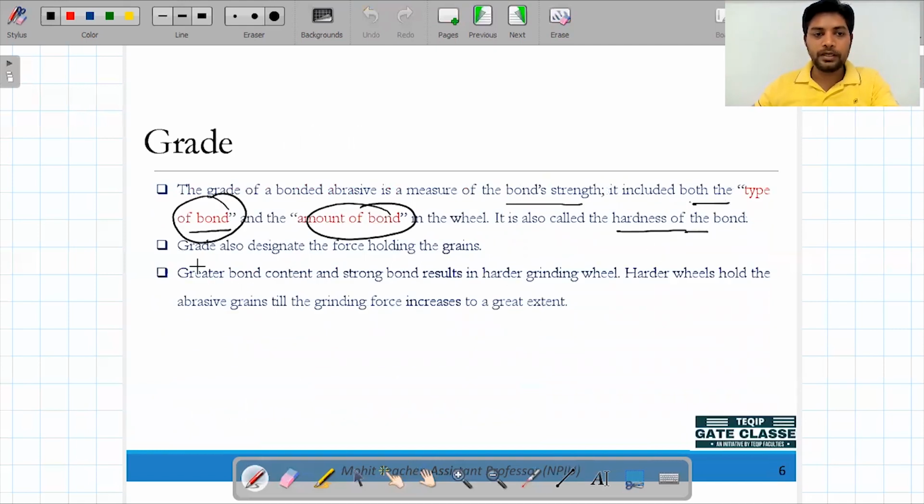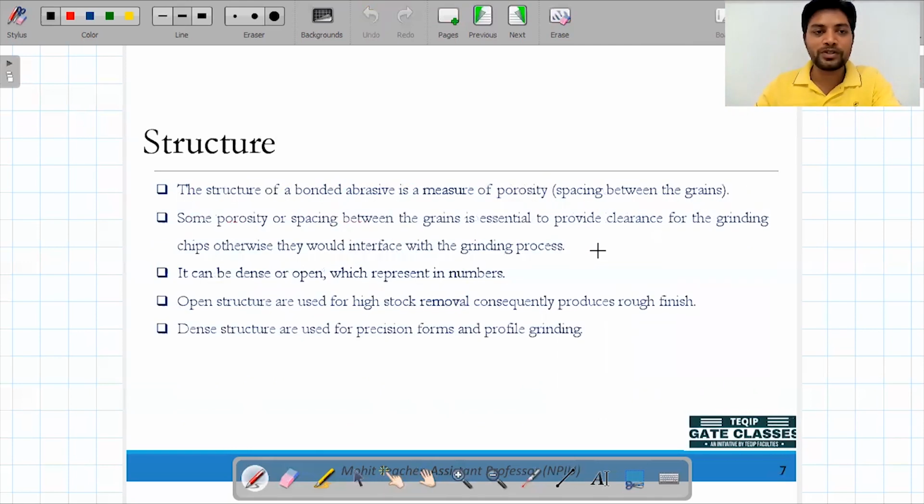So grade also designates the force holding the grains that I discussed just now. Greater bond content and a strong bond result in a harder grinding wheel. So if you use greater bond content and a strong bond, that will make a harder wheel. This is all about how to make the grinding wheel, by using a combination of the types of bond and the amount we are using. Next, the structure.